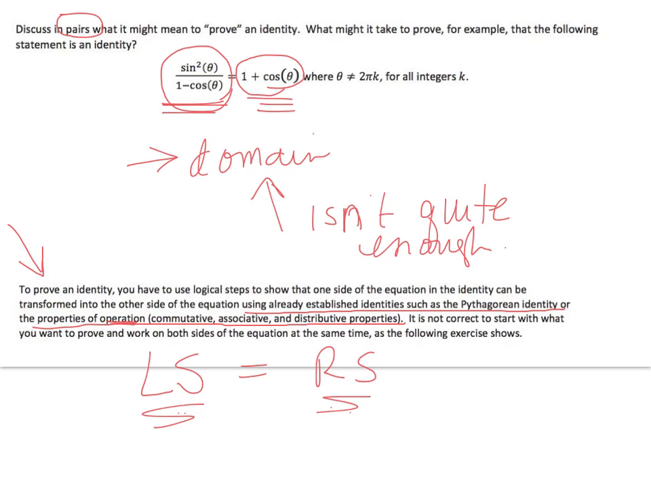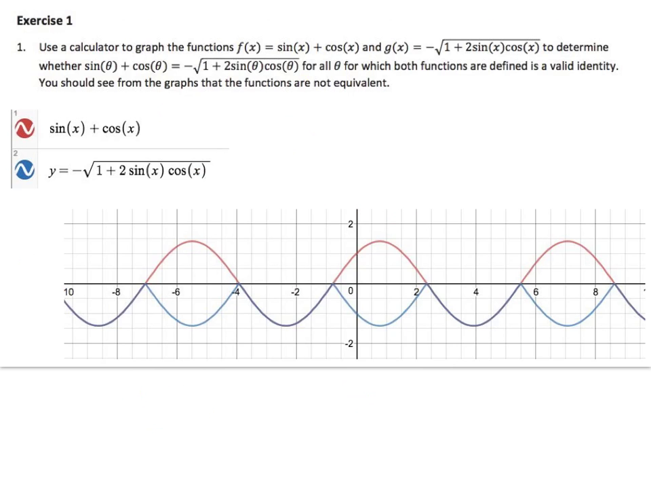What you actually have to do is take one side of the equation, do a bunch of steps, and prove that it equals the other side of the equation. In this exercise, you'll see how if we try to solve both the left and the right side of a possible identity at the same time, it doesn't work. So first of all, let's look at this example.